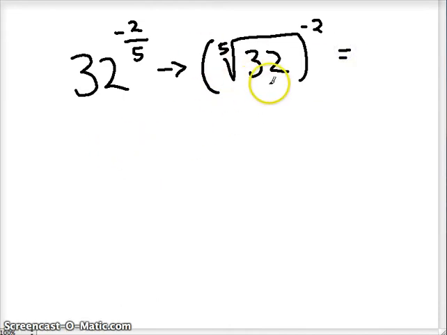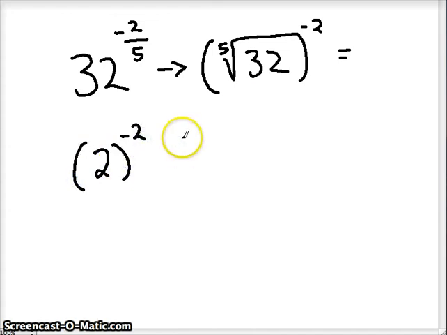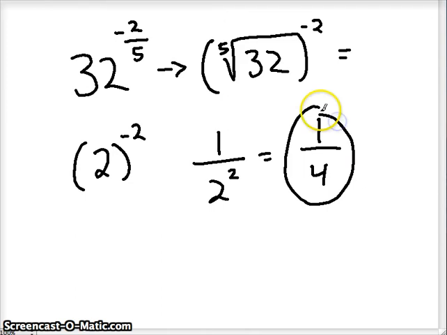That would be 2, since 2 to the 5th is 32, so the 5th root of 32 is 2. We're going to take it to the negative 2 power. Well, a negative exponent means to flip it or do the reciprocal. Since this is 2/1, we're going to say 1/2, and we keep our exponent. So we've taken care of the negative exponent by putting it under 1. And now just simplify one more step. 2 squared is 4. So we get 1/4.